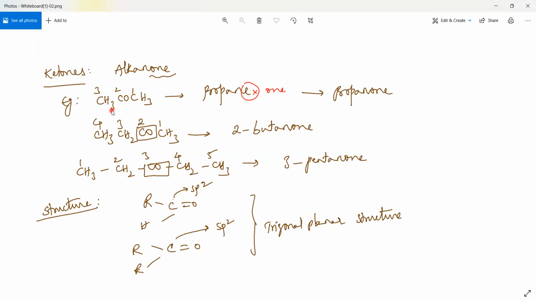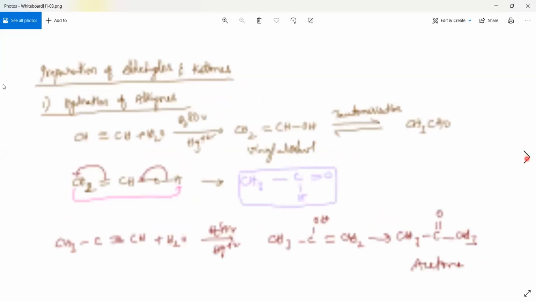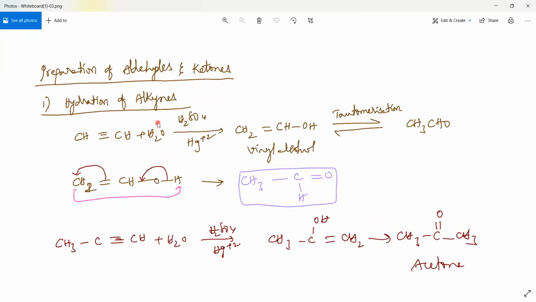Next, ketones. Ketones are termed as alkanones. So propanone. This is 1, 2, 3. How many carbons are there? 3 carbons are there. 3 carbons means propane. Just remove E and add one. It becomes propanone, right? What is the structure of these compounds? In both the compounds, aldehydes or ketones, the carbon is sp2 hybridized. So what is the shape? Trigonal planar.